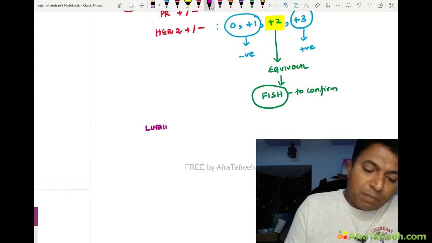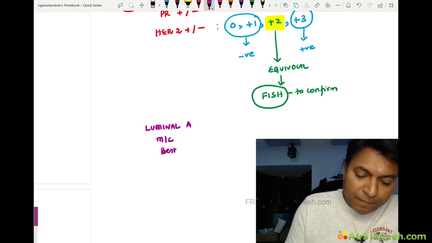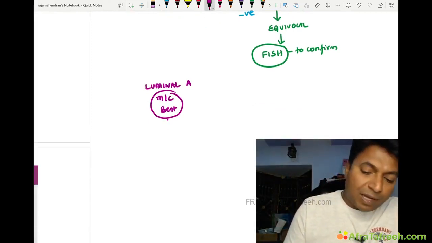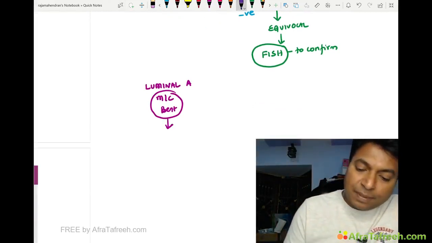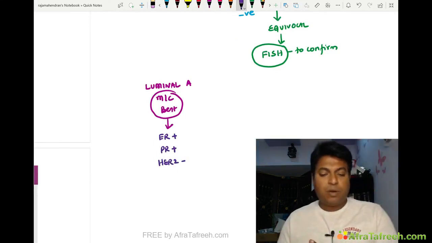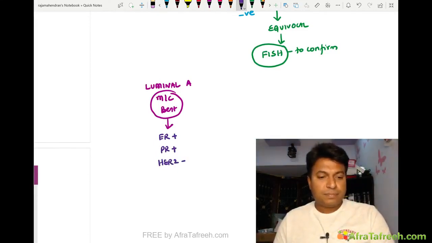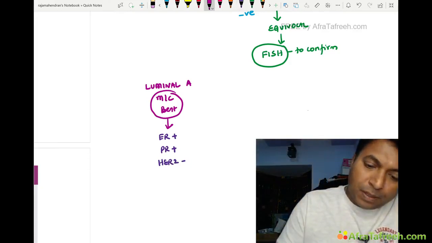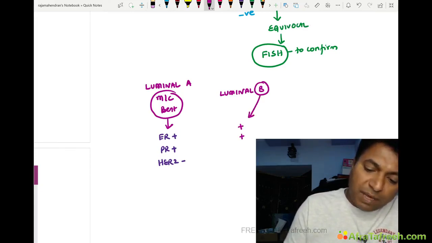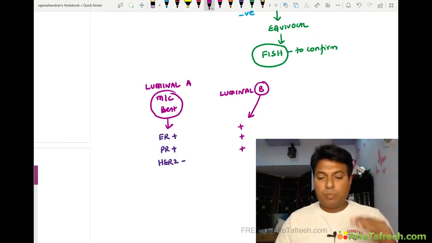Luminal A type is the most common and the best type. You should never forget this, even if you forget any other type. I will tell you an easy method to remember them. Luminal A is estrogen receptor positive, progesterone receptor positive, HER2 negative. Simple. Luminal B type: you will never forget B type, because if you are B, you should be B positive for all. ER positive, PR positive, HER2 positive.